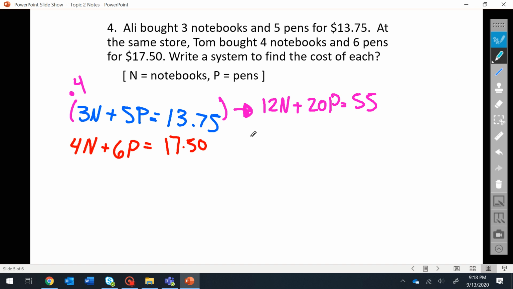Now let's move to the second equation. I made the 3 into a 12. I need the 4 to be a negative 12. So I'm going to multiply this by negative 3. So I have negative 12n minus 18p equals, and then I need to get out my calculator again, 17.50 times negative 3 is negative 52.5.